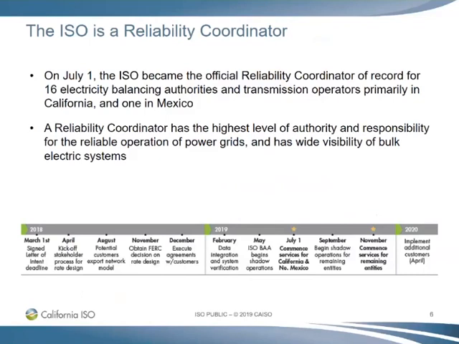A reliability coordinator has the highest level of authority and responsibility for the reliable operation of power grids and has wide visibility of bulk electric systems. With this new service, RC West will monitor the interconnected power grids in the West for compliance with federal and regional grid standards, authorize measures to prevent or mitigate system emergencies in day-ahead or real-time operations, and lead system restoration following major incidents.